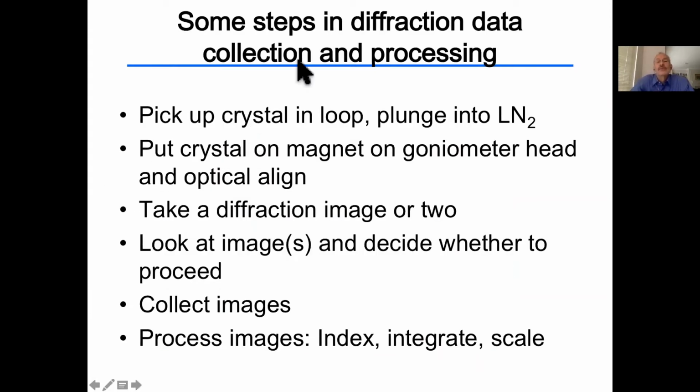So some of the steps here are you're going to pick up a crystal, plunge it into liquid nitrogen, put it on a magnet on a goniometer head. It's going to optically align it. This is normally done at the beam line by just software and robotics. Take a diffraction image or two, look at the image and decide whether to proceed, perhaps do strategy and so on. And then you'll collect the images and we're going to process the images as described in the following slides.